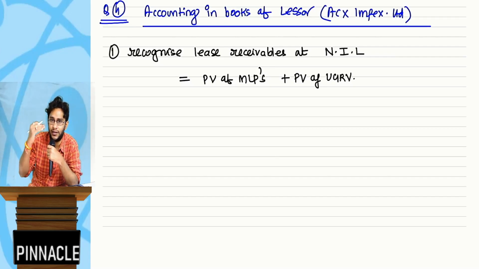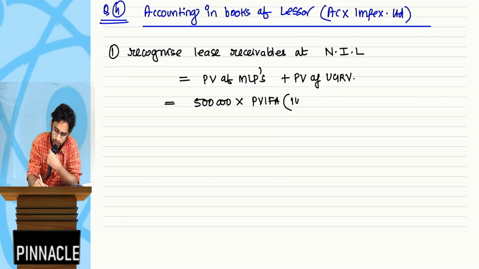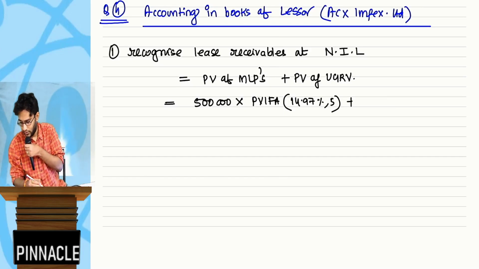Sir, you can draft a table and neatly work out. That is one style. Or, since my lease rent income is the same every year, 5 lakhs, you can use the annuity factor and finish it in one shot. Either way the answer will be same. So 5 lakhs every year into PVIFA at the discounting rate 14.97% up to 5 years, plus GRV. How much is GRV? 1 lakh.